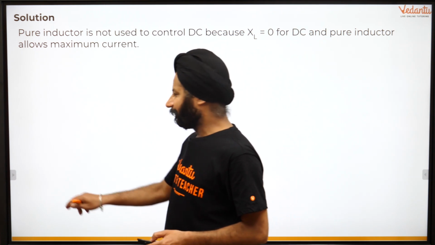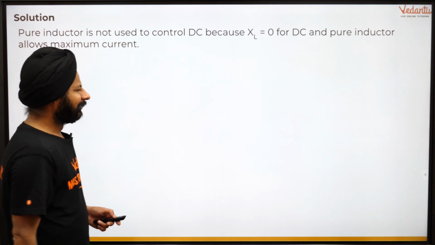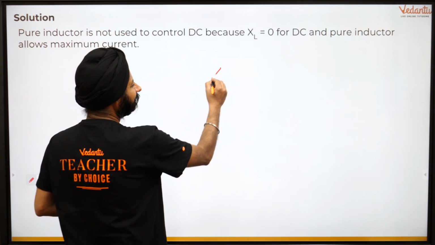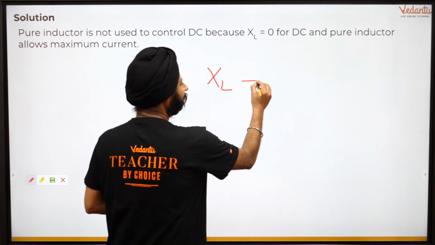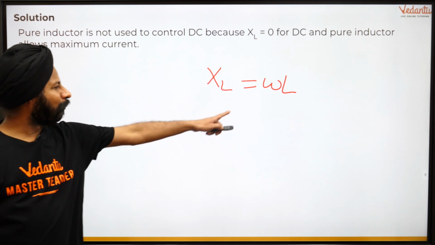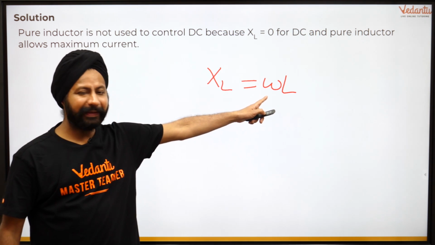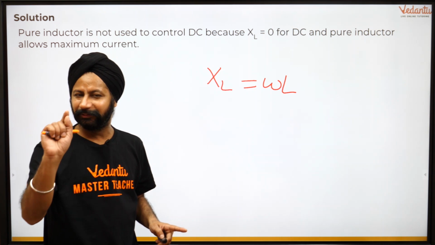Now the formula. Maybe you are a formula person, because many students go by formula. Now look at this. What will the inductive reactance be? Omega L. Now when omega is 0, for direct current omega is 0, so this is 0. It does not offer any resistance to the direct current.